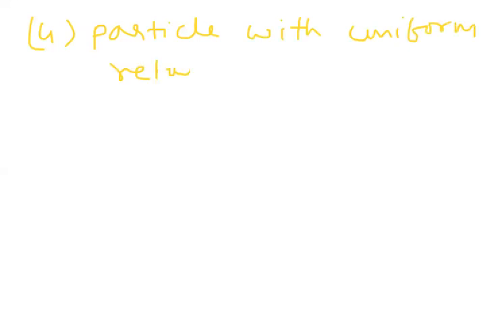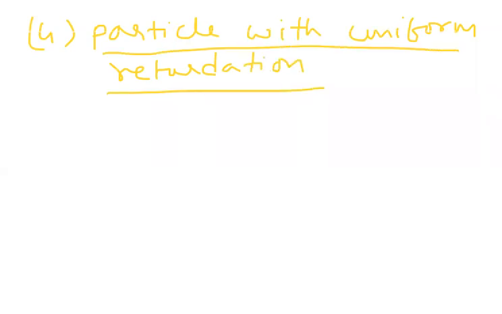Now they are telling the condition, the fourth one: particle with uniform retardation. What is retardation? Retardation is also called deceleration. Retardation means, simply we can understand, it is negative acceleration. So deceleration or retardation or negative acceleration we can call.